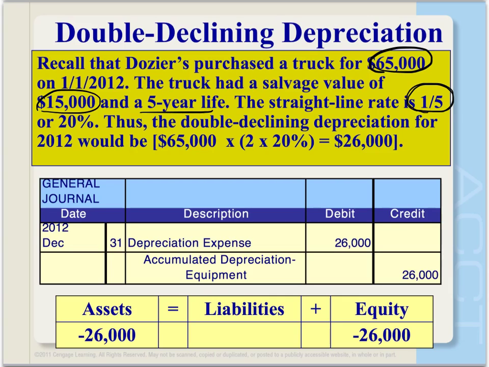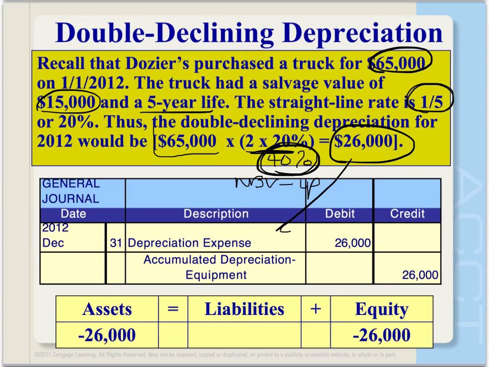So the double declining depreciation for 2012 would be 65,000 times 2 times the straight line rate. So that means that each year the depreciation rate is 40%. So in this case it would equal 26,000. We would debit depreciation expense and credit accumulated depreciation. Every year we are going to take 40% of the net book value up to the salvage value. So let's see what that means.